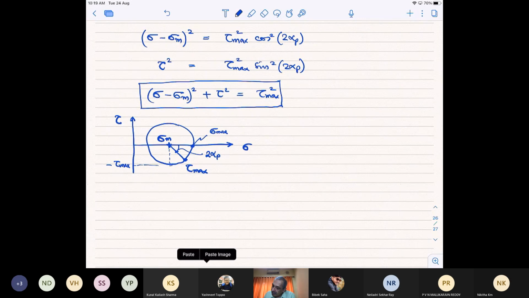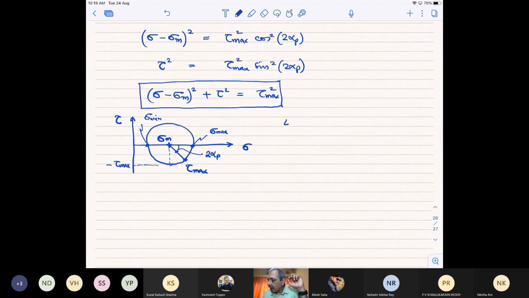And then as you go on increasing this angle to alpha p, when alpha p is equal to 90, that means 2 alpha p is 180, then you will come to the minimum value of stress, which is sigma min. So this is the Mohr circle.